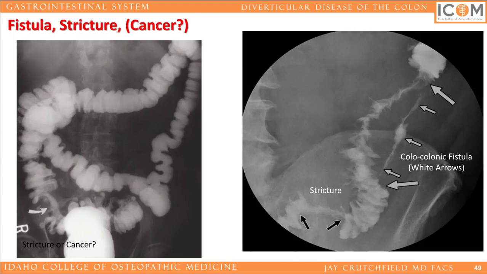In these two images, we see areas of narrowing circumscribed by the red ellipses. The image on the right demonstrates leakage of contrast out of the colon and back into the colon consistent with a colocolonic fistula, and distal to this fistula, marked by the black arrows, a colonic stricture. The image on the left shows a narrowing in the colon consistent with stricture, but there are so few diverticuli seen in this colon, the clinician must be astute and will need to perform colonoscopic attempts to obtain biopsy in order to rule out cancer as the cause of this narrowing.